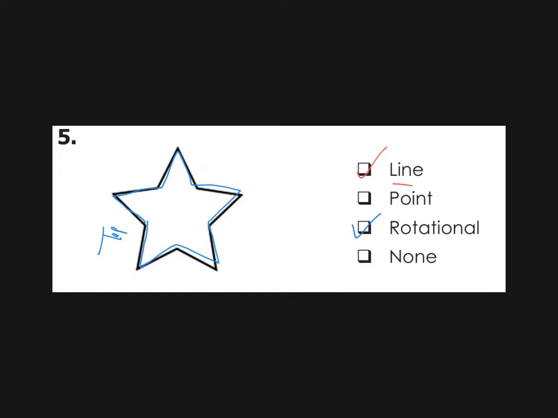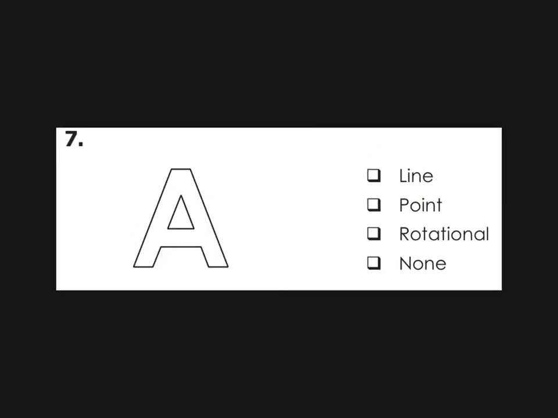Let's keep going. All right, we got some block lettering, okay, the letter A. And what do you think? Does it have line symmetry? If so, can you draw the line? I think if we draw a vertical line right there, that's going to be the only line of symmetry we have, but we only need one to say that it has line symmetry.